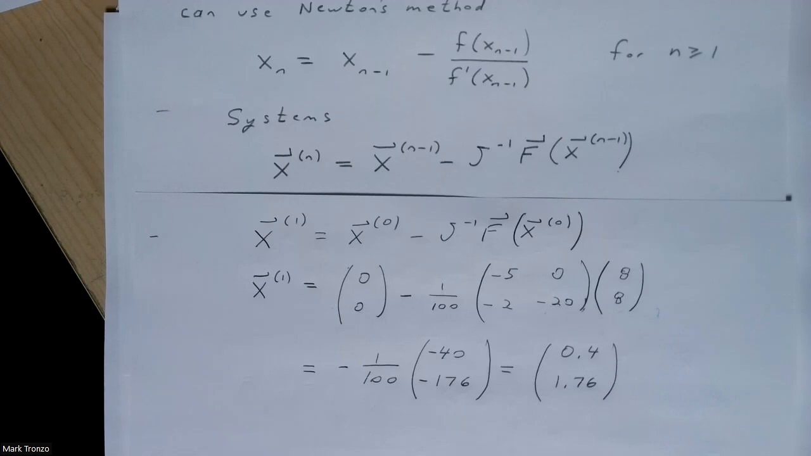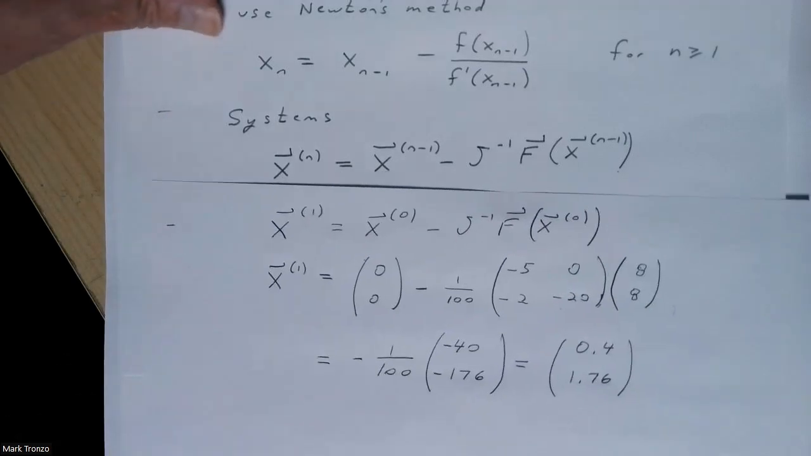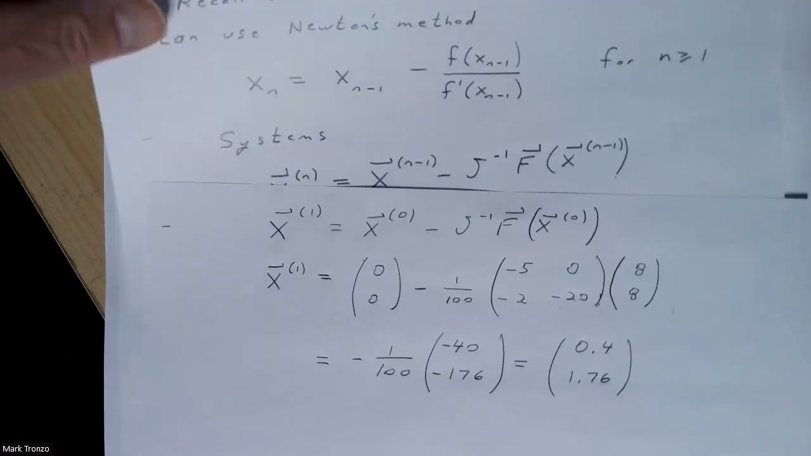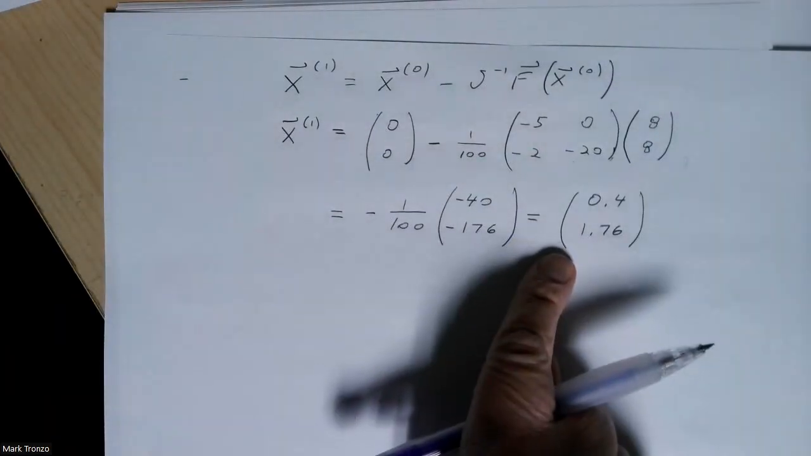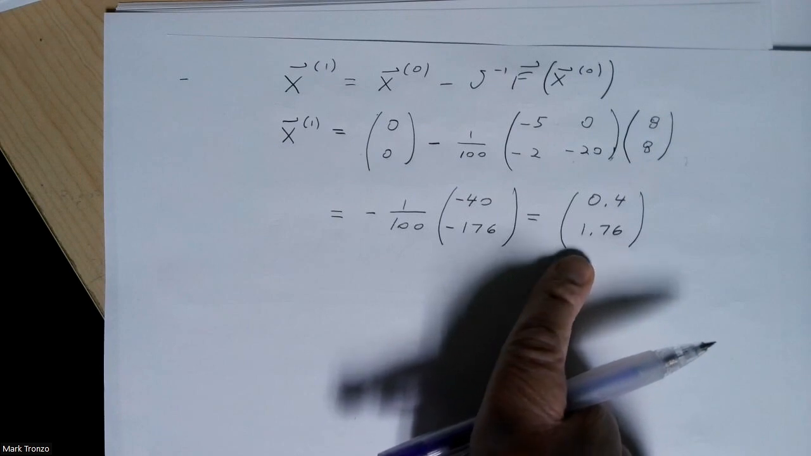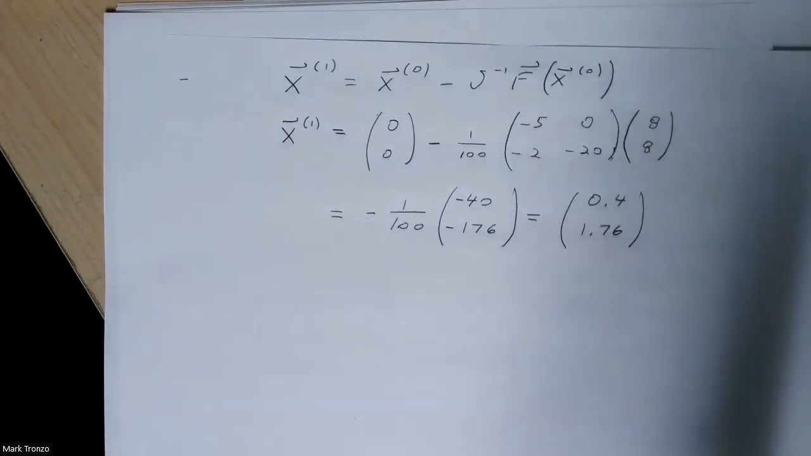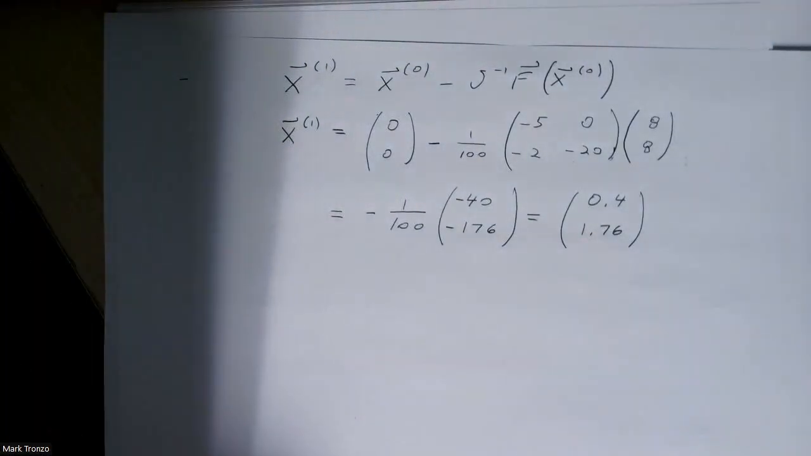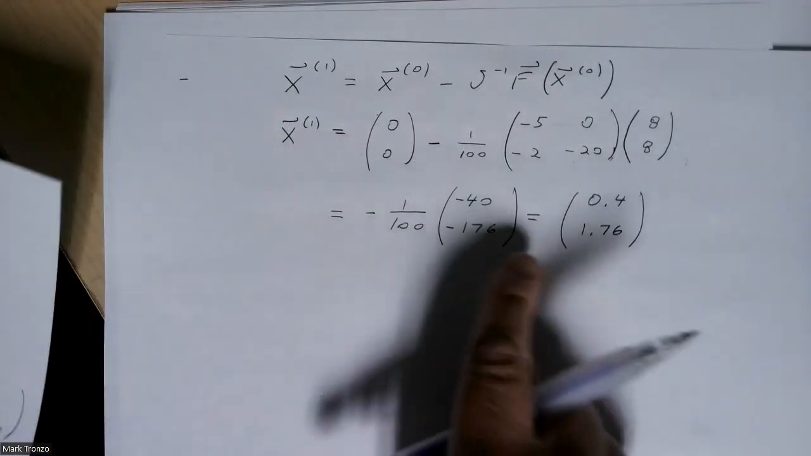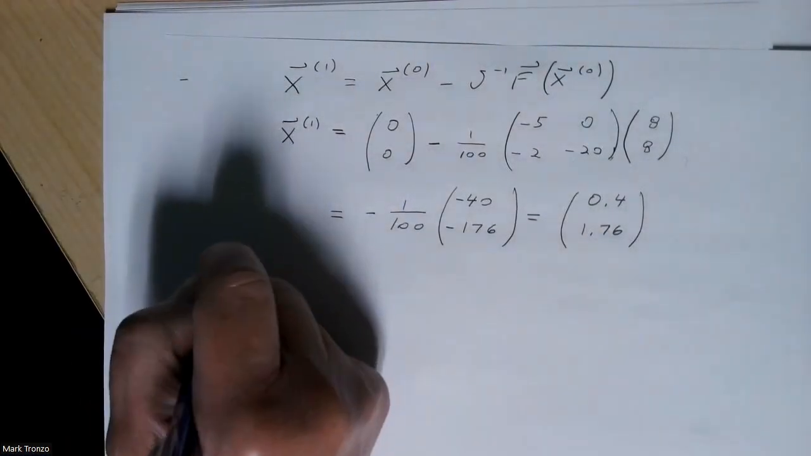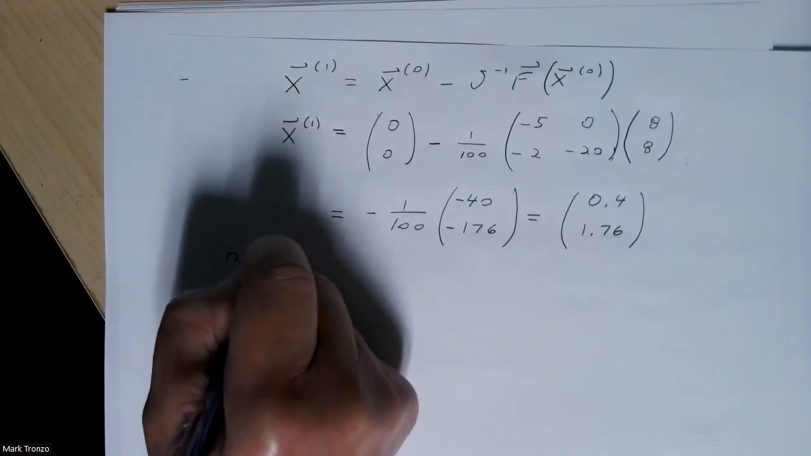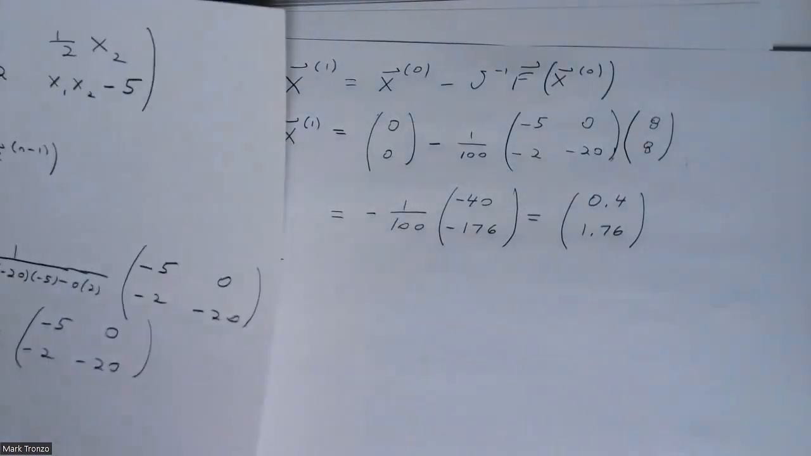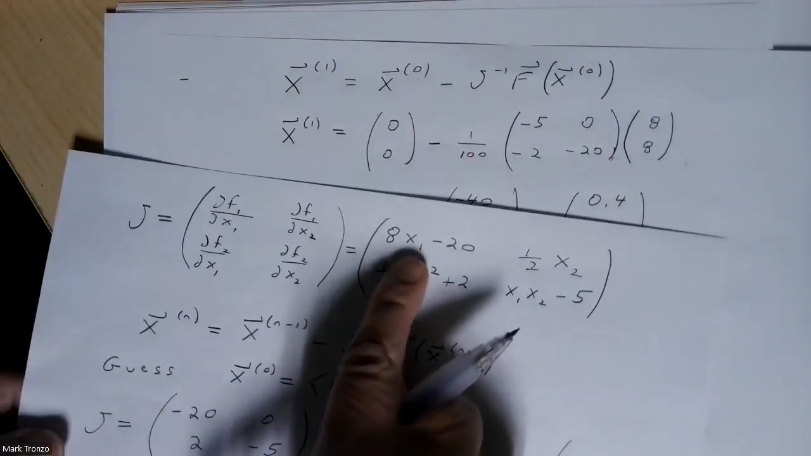And now we're going to go through the process once again. Now I won't go through all the steps. I'll just set up what we're going to do next. So the next step will be to take this value and substitute it into everything. So just like we did before, we're going to take this. This is like step 2, for n equal 2 now. Put this into the Jacobian.